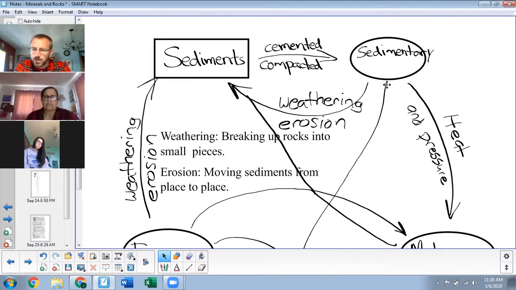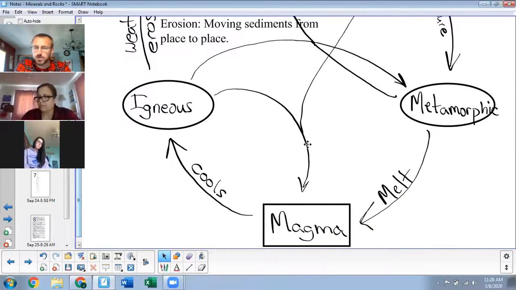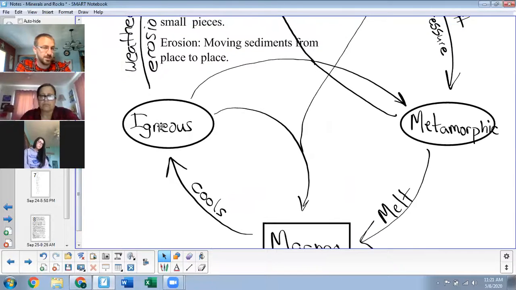So let's follow this one here. Sedimentary is going down towards magma. So if I was going to label that arrow, I would probably be labeling it the same way I have the arrow going here. If it's going to turn into magma, it's going to be melting. I can have an igneous rock remelt and form magma again without it having turned into any of the other two types of rocks.